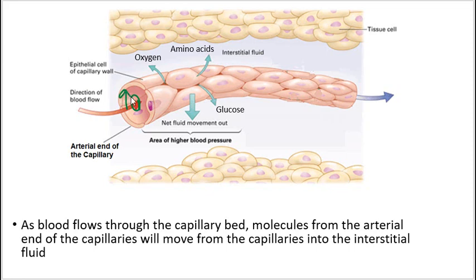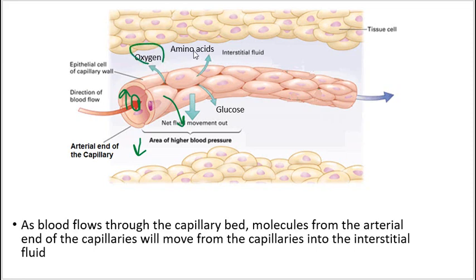So the pressure in the capillary is high, the pressure in the interstitial fluid is low. So obviously, because you have low pressure in the interstitial fluid and high pressure in the capillaries, molecules and nutrients and gases will move out. They will be forced out because things move from high pressure to low pressure, from high concentration to low concentration.